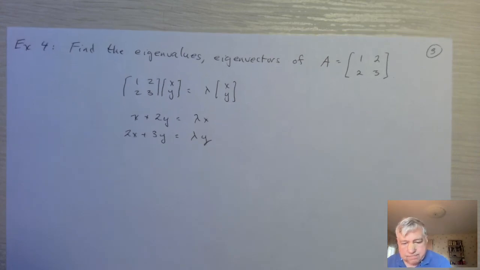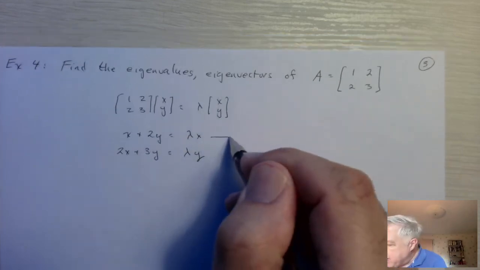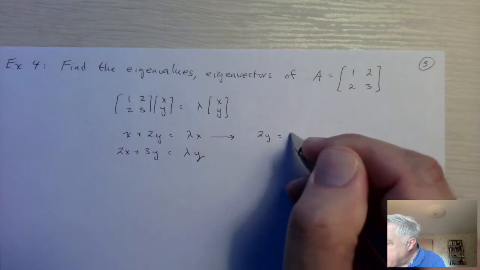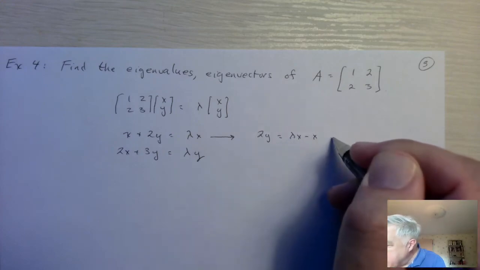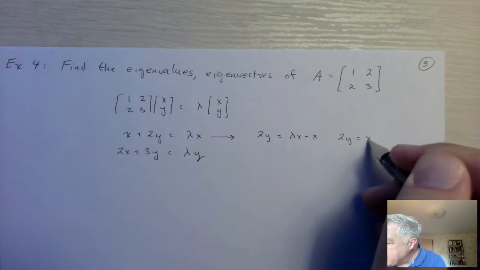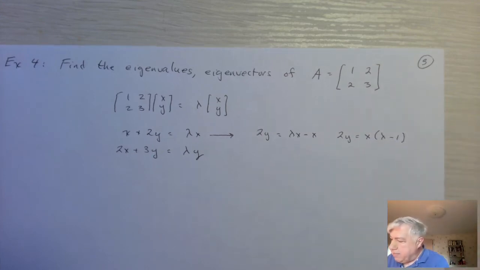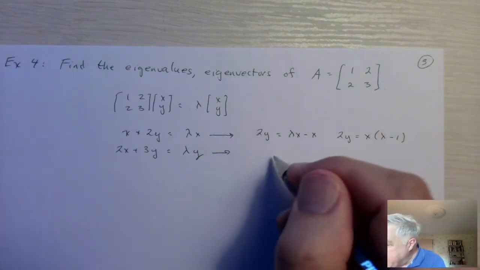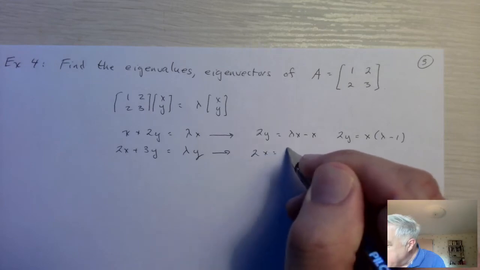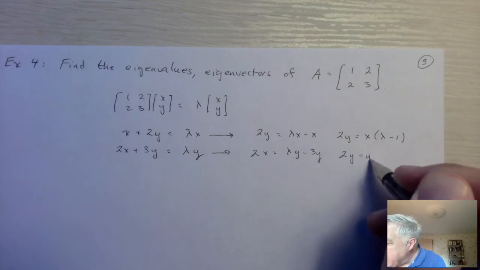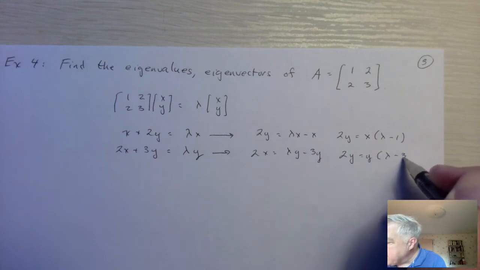Okay. All right. So from this first equation, if we collect the x terms, we will get that 2y is lambda x minus x, or 2y is going to be x times (lambda minus 1). And then from here, if we collect the y terms together, we get 2x is going to be lambda y minus 3y, or 2x will be y times (lambda minus 3).